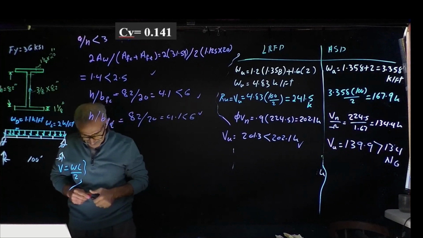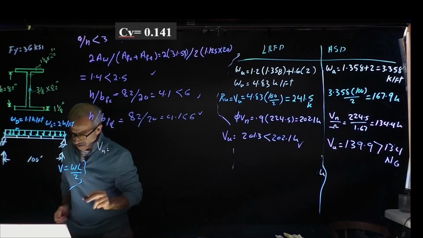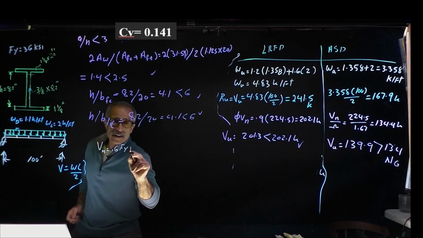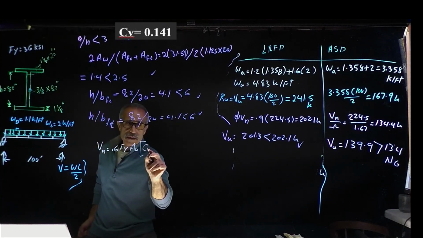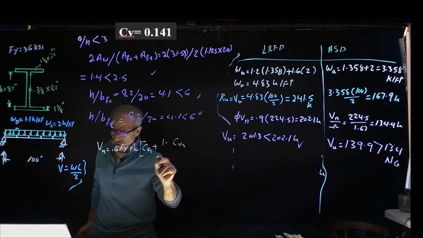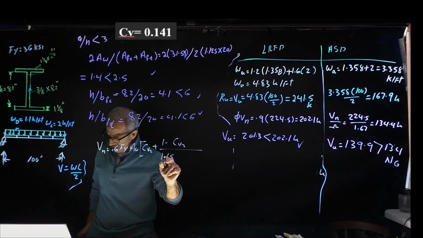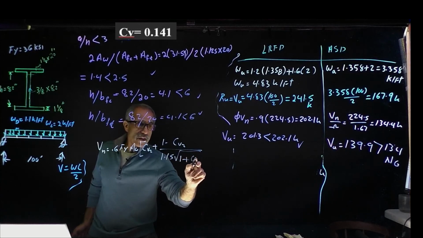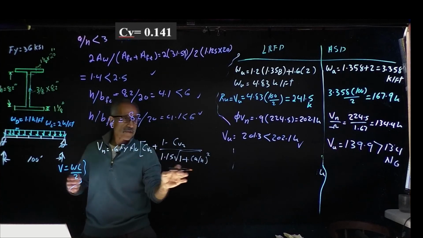Therefore, based on that, I can say my Vn is equal to 0.6 FY times AW times CV2 plus 1 minus CV2 divided by 1.15 times square root of 1 plus A over H squared. So I'm going to plug in all those numbers. We have all those numbers.